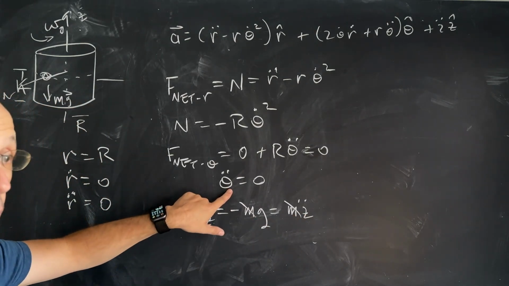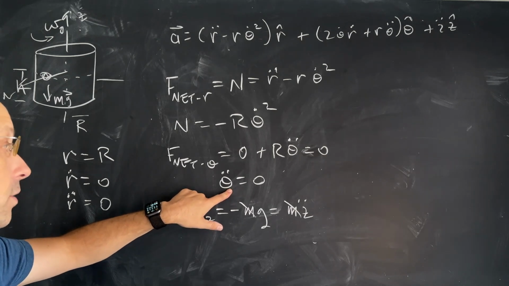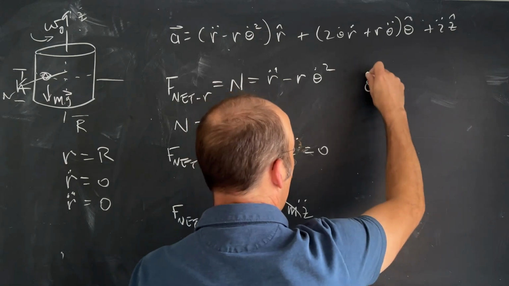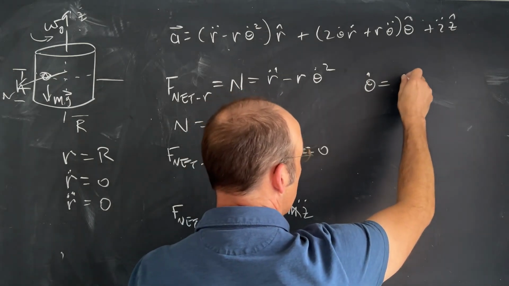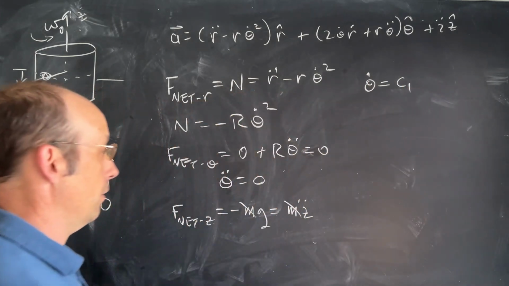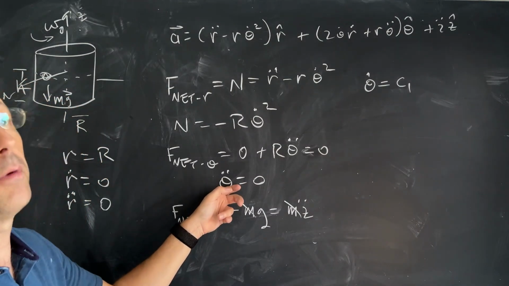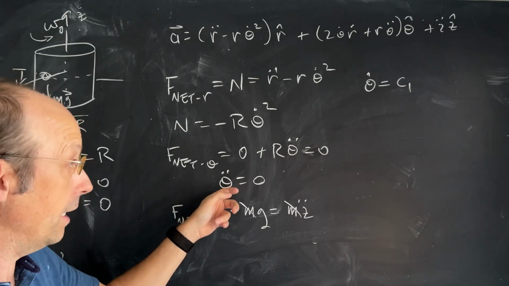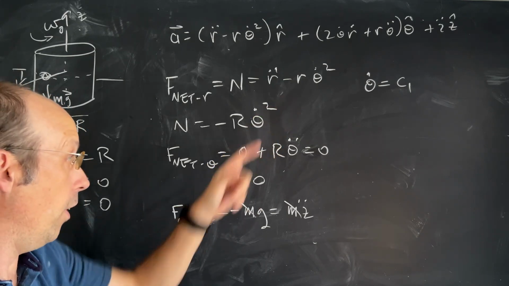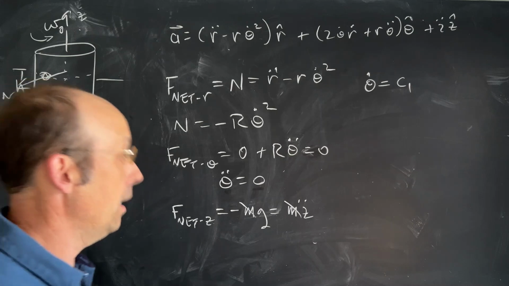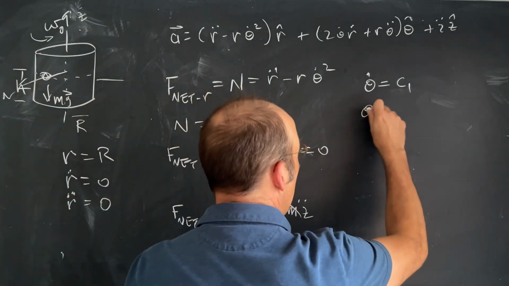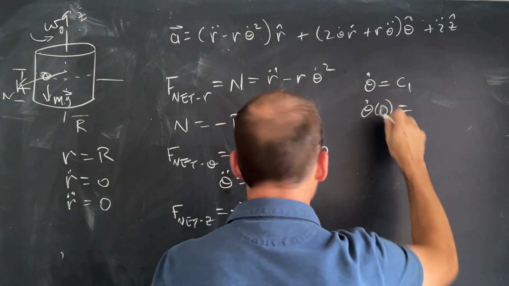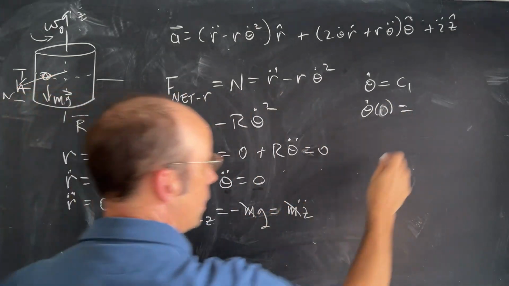But let's solve this equation right here, because that's the solvable differential equation. If I integrate both sides of that equation, I get theta dot equals a constant, C1, I'll call it that. Remember, the fundamental rule of calculus says that an integral is an antiderivative. So if I integrate that, I move up, but then I have an integration constant. Let's find that constant. Theta dot at time t equals 0 is the initial angular velocity, omega 0.